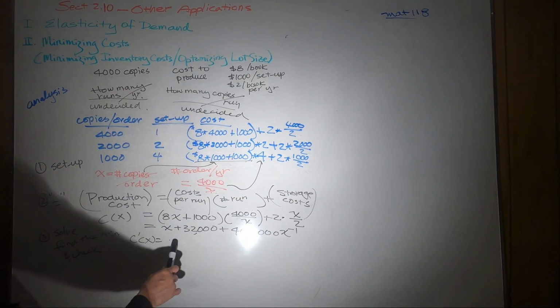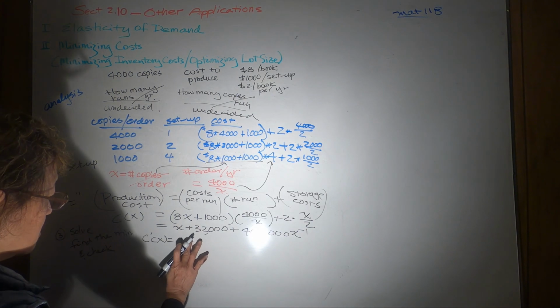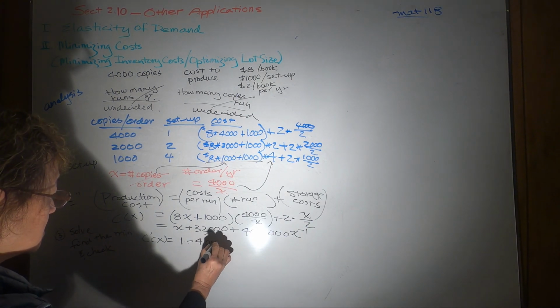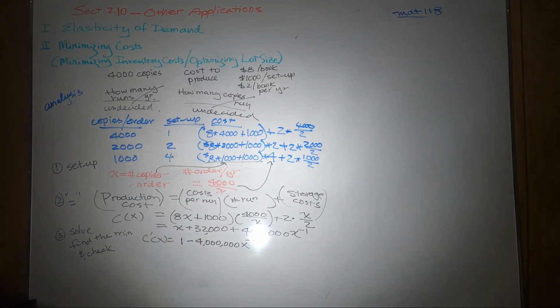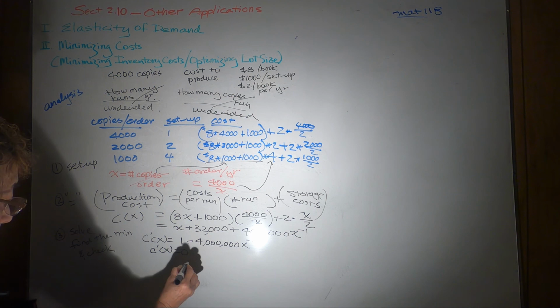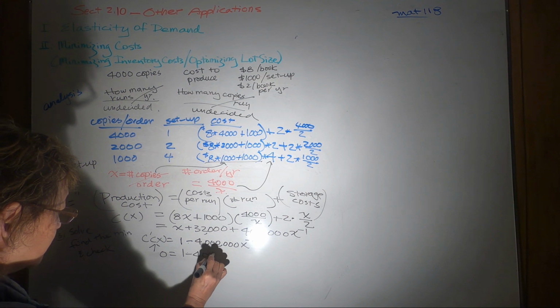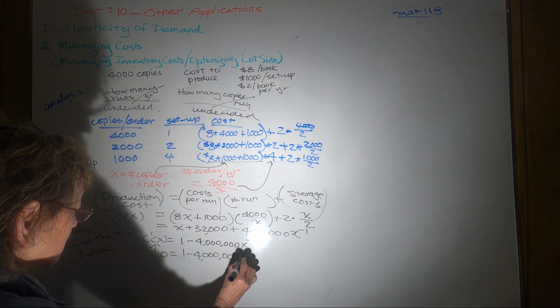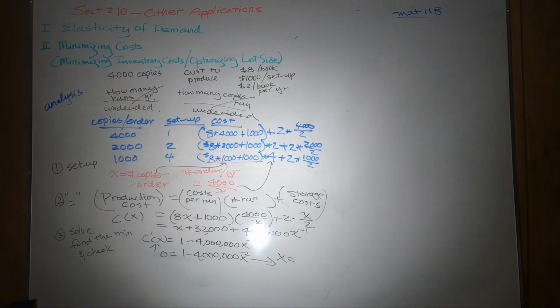So your C prime X is what? 1 plus this, right? Actually it's a minus 4,000, 4 million, X to the negative 2, right? Then you solve this, then C prime X is 0, right? So 0 equals this. Then you solve for, that's negative 2. So your X is what? Square root of 4 million. Okay? So that would be 2,000.